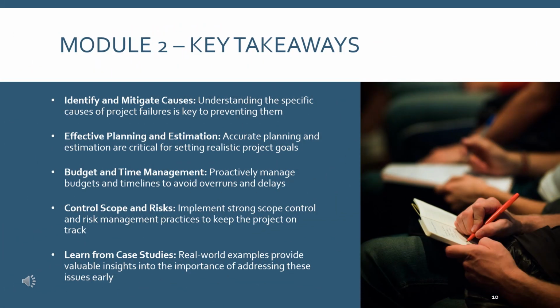As we conclude Module 2, let's summarize the key takeaways. First, it's crucial to identify and analyze the specific causes of project failure, such as poor planning, ineffective budget management, time management issues, scope creep, and risk management deficiencies. Understanding these causes allows you to develop targeted strategies to mitigate them and prevent failure.